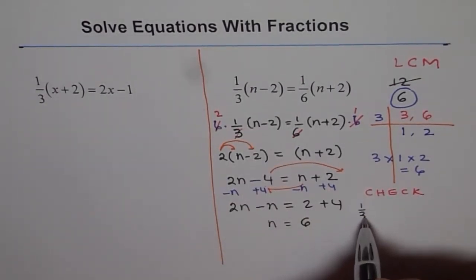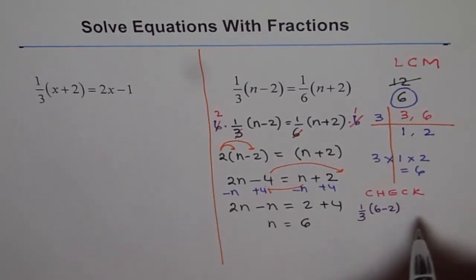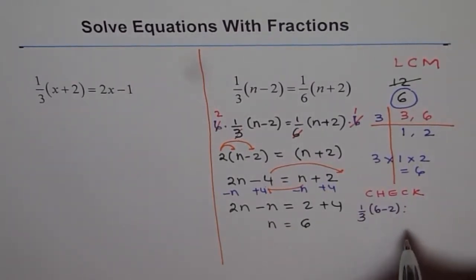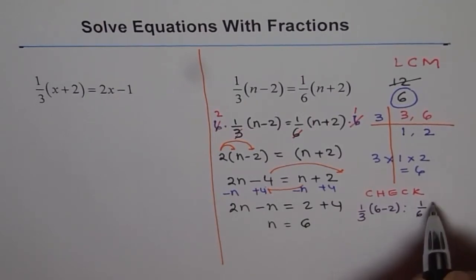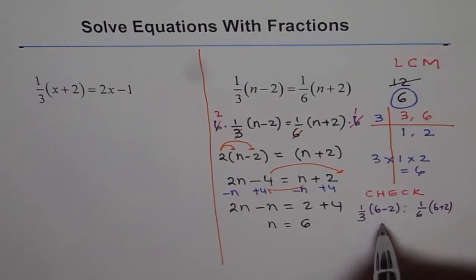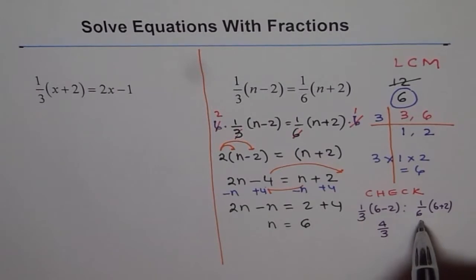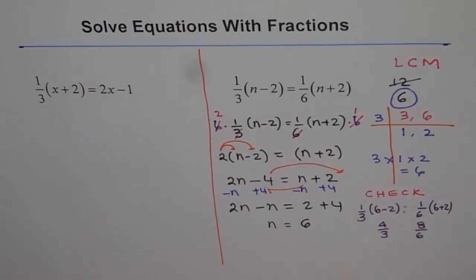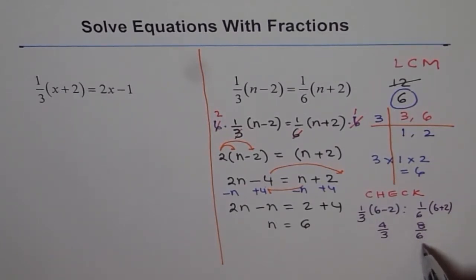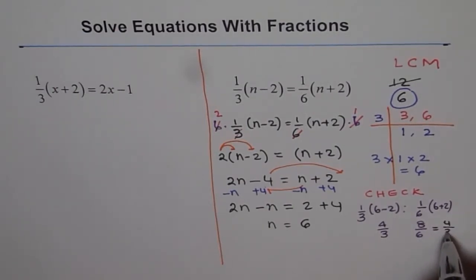So we get 1 over 3, 6 minus 2, and we'll write equal to here later, but we'll calculate 1 over 6, 6 plus 2. Now 6 minus 2 is 4, right? So we get 4 over 3 on this side, and here we get 6 plus 2, 8, 8 over 6. 8 over 6 doesn't look like 4 over 3, or does it? Well, we could divide both numerator and denominator by 2. If I do that, I get 4 over 3, right? So both could be divided and these are equal.